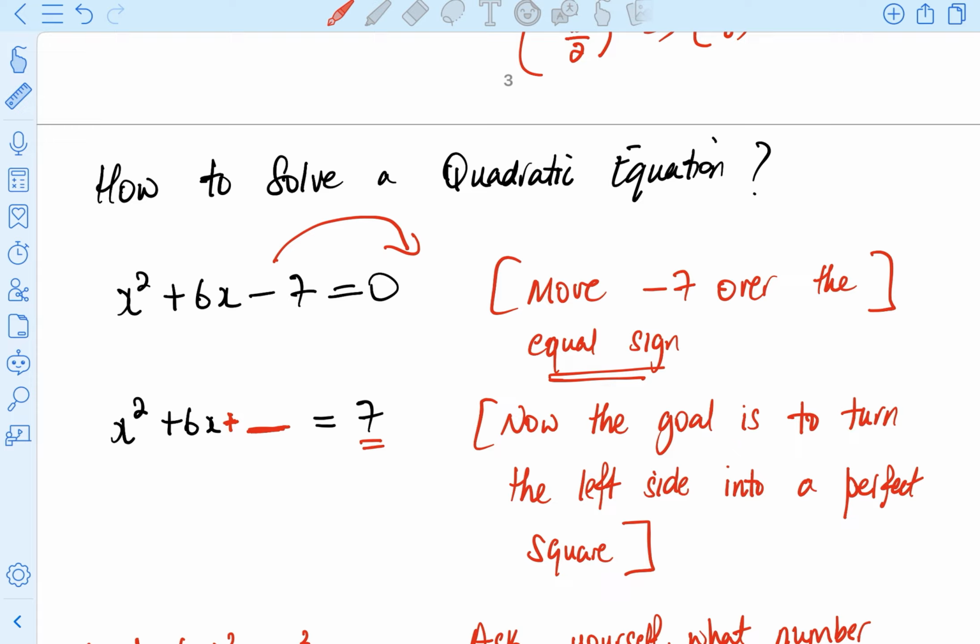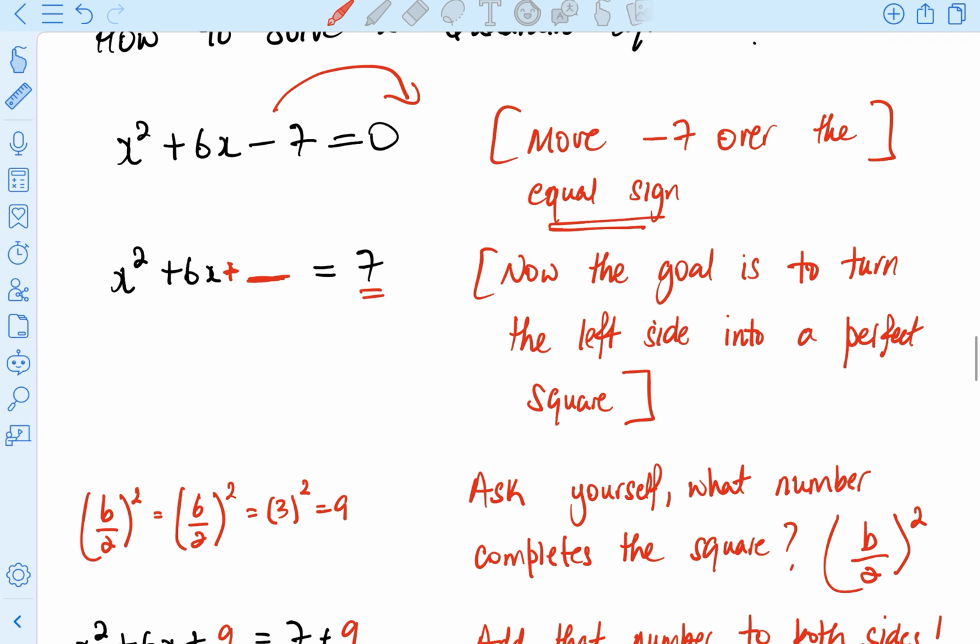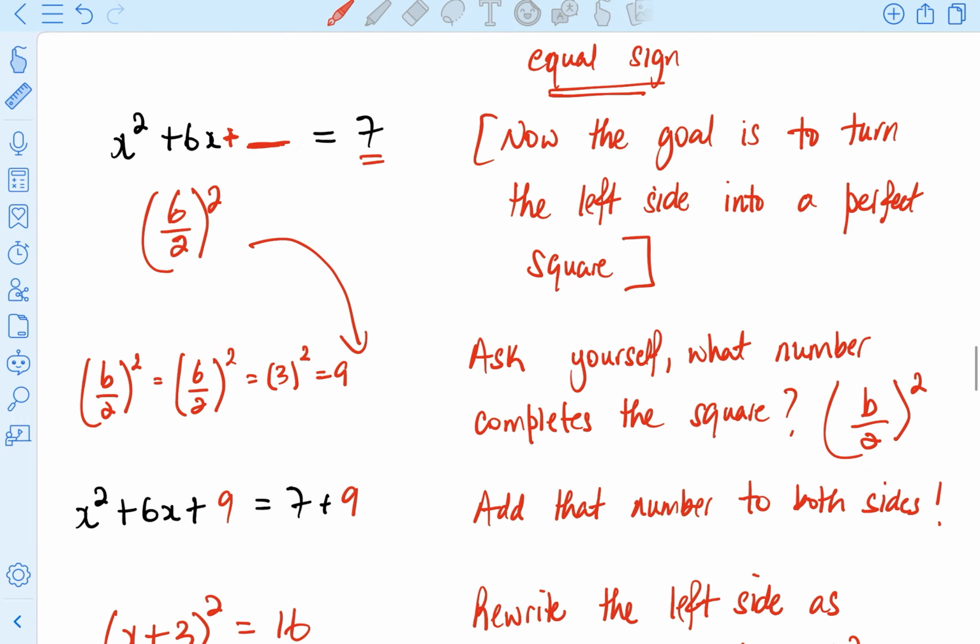So back to the question I asked you, what number completes the square? Well, the number that completes the square is 6 over 2 squared. And that's equal to 9 because 6 over 2 is 3, 3 squared is 9, or half of 6 is 3, 3 squared is 9, right? This is the most important part. I have to add that number to both sides. So I add 9 here and I add 9 here, right?